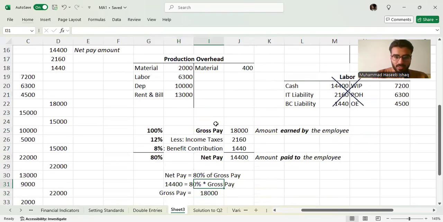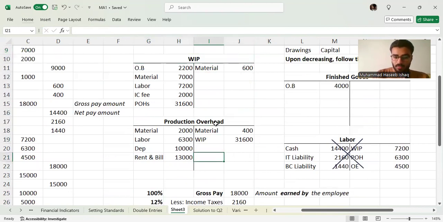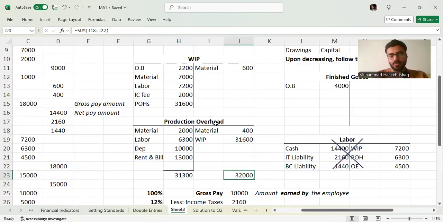Now let's come to the production overhead account. So we have to credit it by $31,600. We have to write the name of the opposite account, and that is work in progress. So now let's look at the balance on both sides of the production overhead account. On the debit side, let's just sum it, 31,300, and here it is 32,000. So now the closing balance, on which side would it come? It would come on the debit side, right?